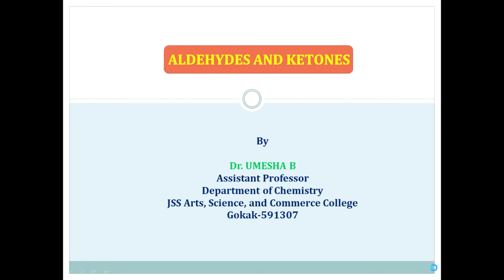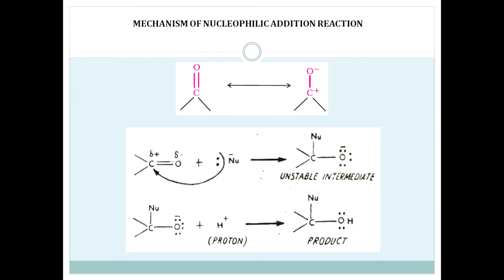As we studied in the previous class, the carbon-oxygen bond in aldehydes and ketones is polar. The greater electronegativity of oxygen than carbon shifts the electrons towards oxygen. Thus the carbon becomes slightly positive and oxygen slightly negative. So the carbon atom of the carbonyl group is electron deficient, while the oxygen atom is electron rich.